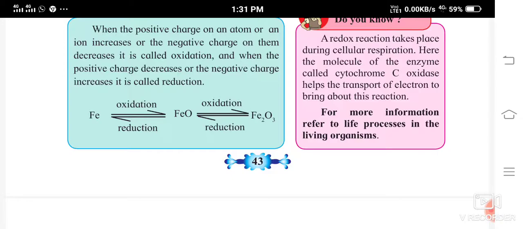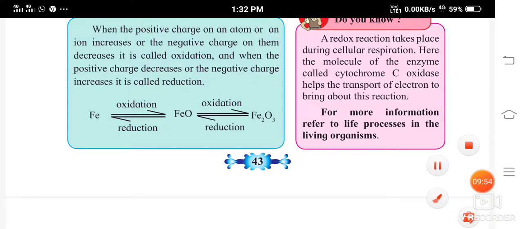So in case of reduction, what is going to happen? Positive charge is going to decrease or the negative charge is going to increase. And in case of oxidation, the positive charge on an atom or an ion increases, so the negative charge will decrease. Now see, this definition is very important.